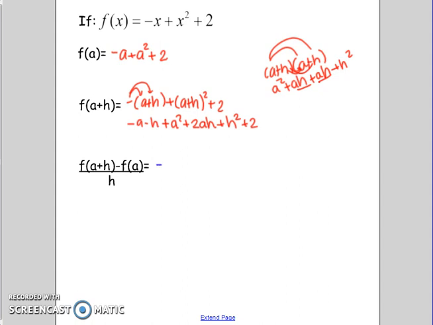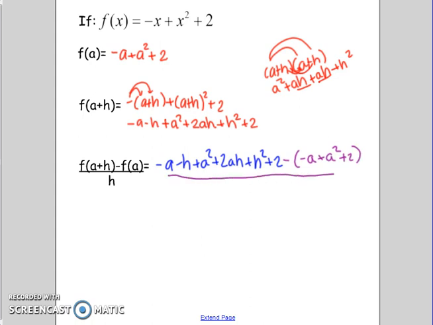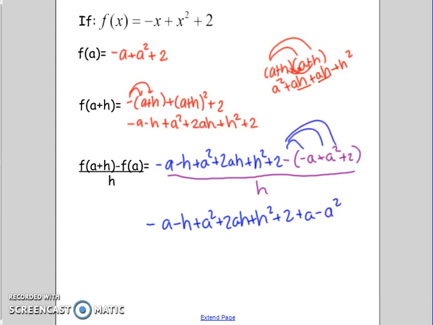So we have negative a minus h plus a squared plus 2ah plus h squared plus 2. And we're going to subtract negative a plus a squared plus 2. And we're going to divide that all by h. So what we're doing here is we're going to make sure that we distribute the negative. So right now, the f of a plus h is going to just stay the same. And what I'm going to do is distribute this negative. So that becomes a plus a. That becomes a minus a squared. That becomes a minus 2.